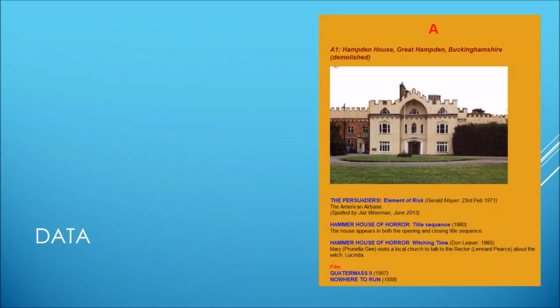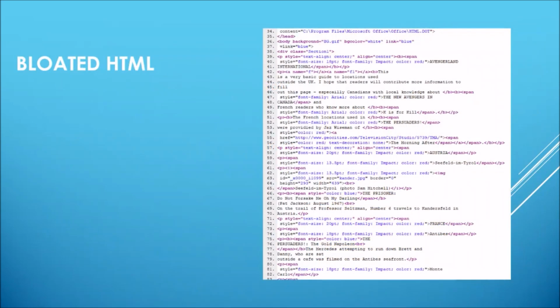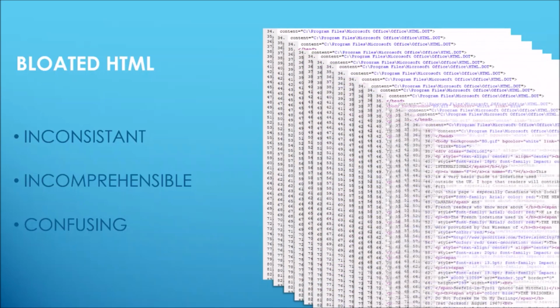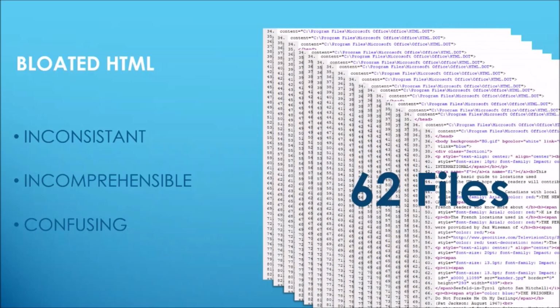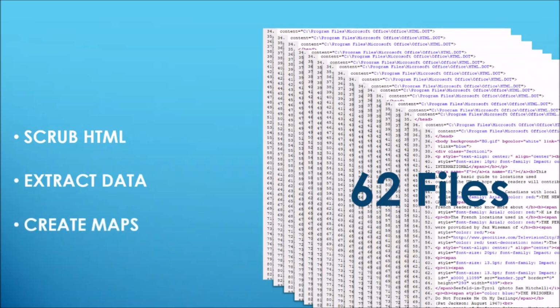What data are we talking about? This consists of information about the locations themselves and the series that were filmed there. A dozen different fields per entry. But this data is currently stored as appallingly bloated hypertext, inconsistent, incomprehensible and confusing, spread across 62 files. The purpose of this project was to scrub the current hypertext, extract the data and for the first time add interactive maps to the guide.